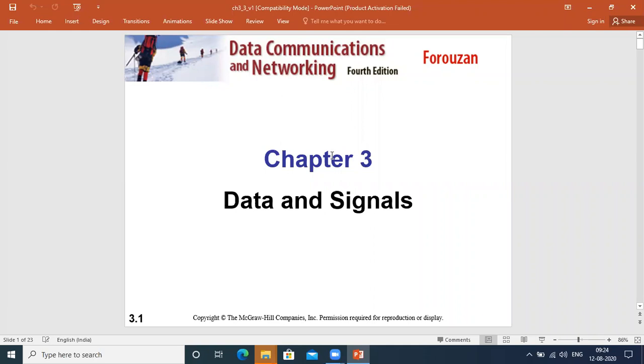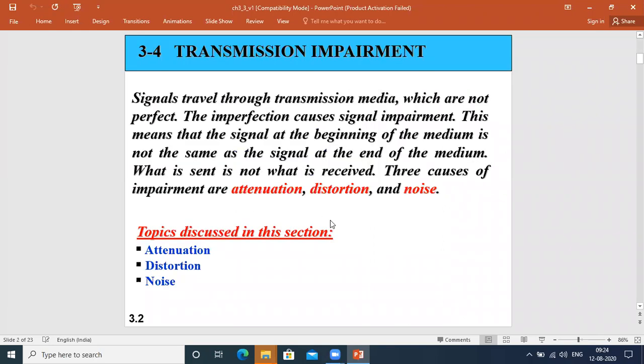Good morning, everyone. So this is lecture 3, chapter 3, data and signal, of the data communication subject. In this chapter, we discuss the transmission impairment of the signal. So now the question is, what is transmission impairment?